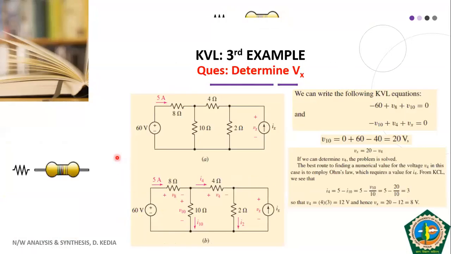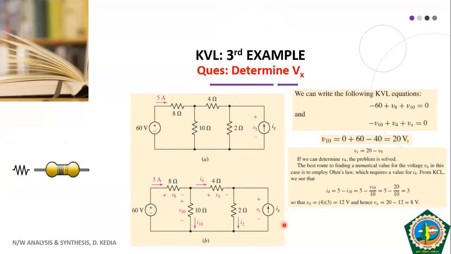Yeah. So this is the third example of KVL, where we need to determine Vx. You look at this circuit. In this circuit we again have 3 loops: one loop, second loop, and third loop. Fine. So here, you look at figure B.